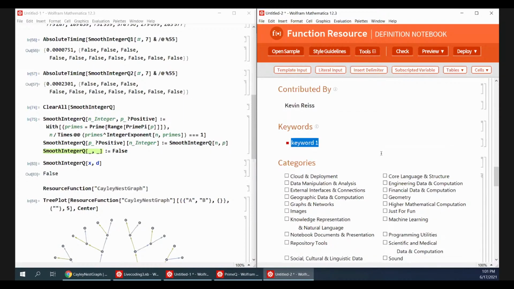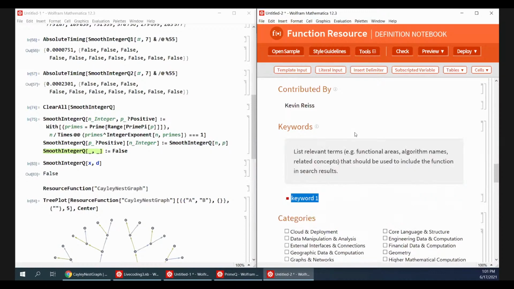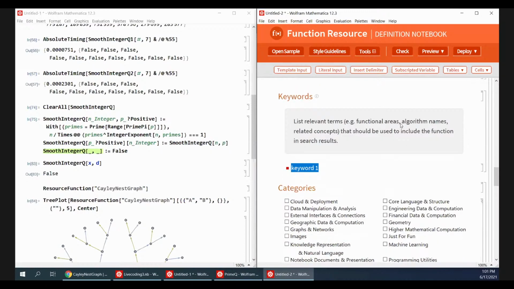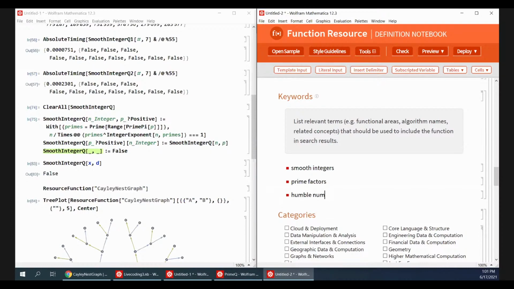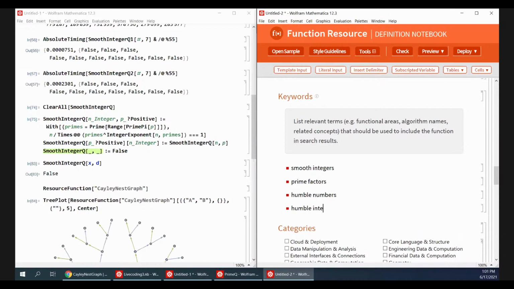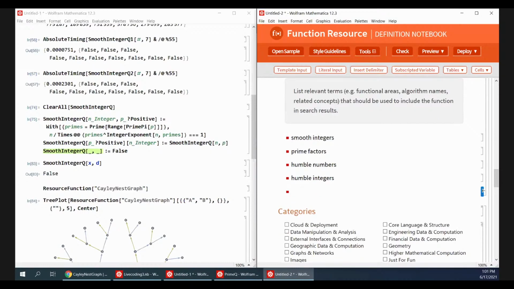And wow. Keywords. So this one is functional areas, algorithm names. So it's kind of anything. I could probably say like smooth, right? Yeah. Prime factors. Smooth alone is probably not good. Smooth integers, humble integers. Yeah, you definitely want to put humble in here. I mean, this is mostly useful in creating a search index so people can find it. So right. If somebody was looking for this function, what are they most likely to type into a search bar? Yep. So those are a few good ones. We might flesh that out later.